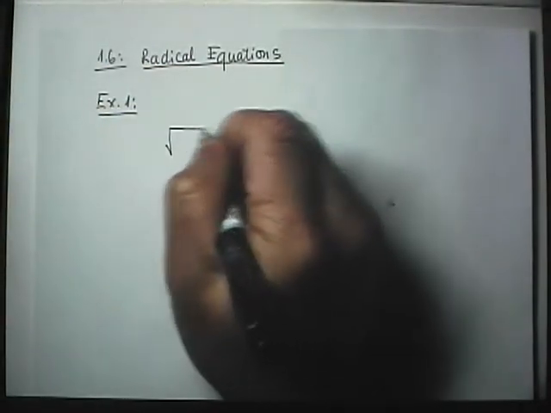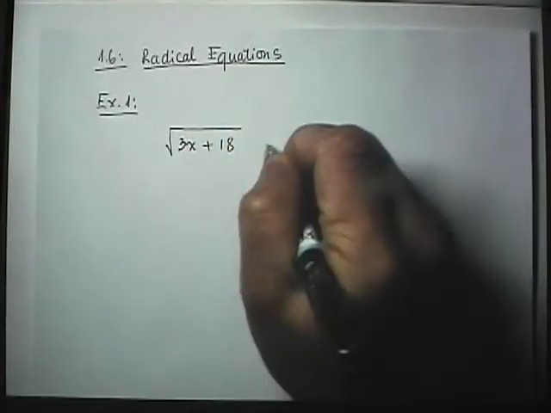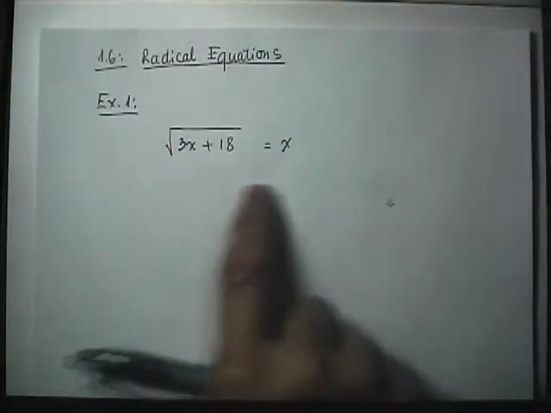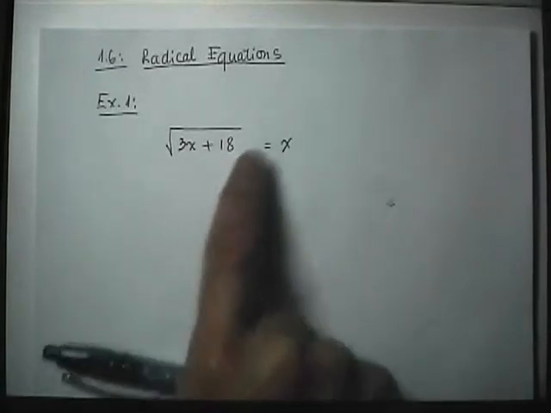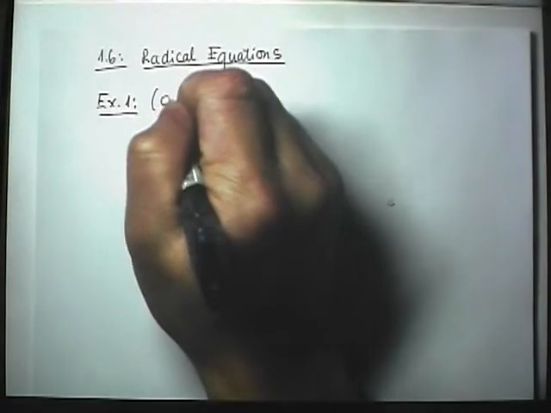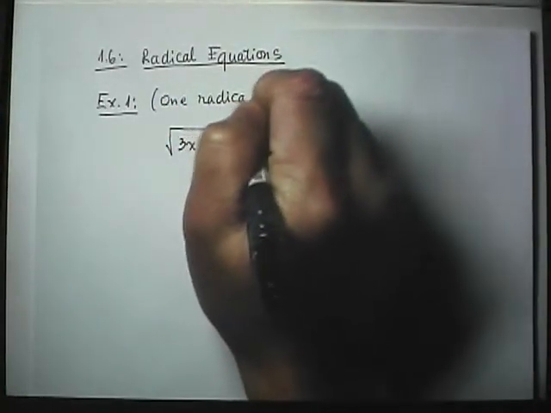So now I want to solve the square root equation that contains the square root of 3x plus 18 equals x. Okay? And now this equation here, once again, if you observe throughout the whole equation, there's only one radical term, there's only one root term. So in other words, this equation, we're calling that one radical term, one root term.